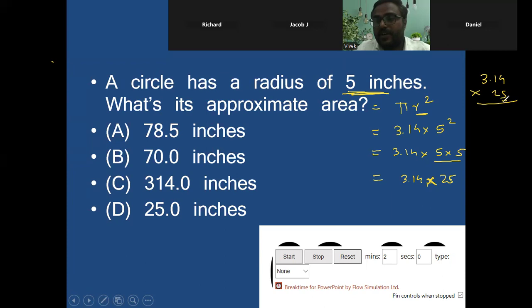Let's start with this number at the ones place. 5 times 4 is 20. Carry the 2 over. 5 times 1 is 5.